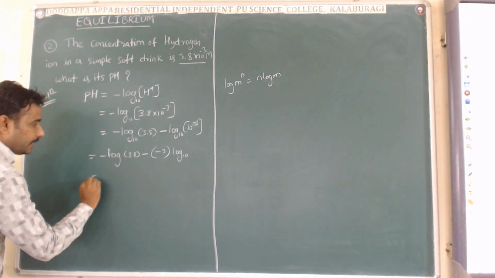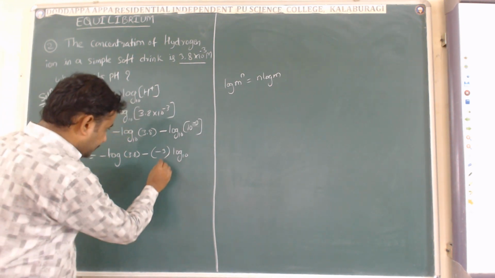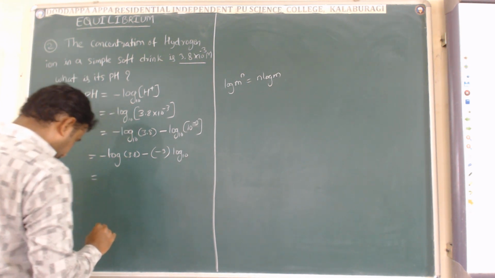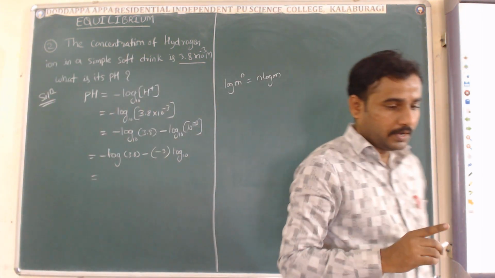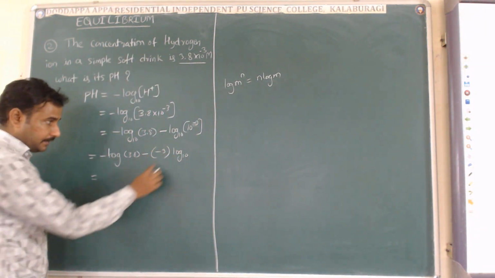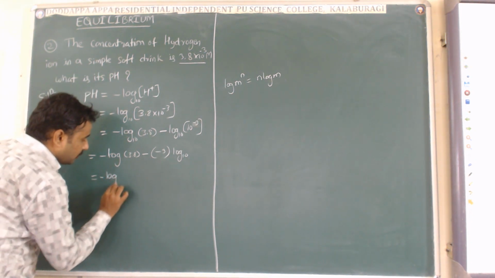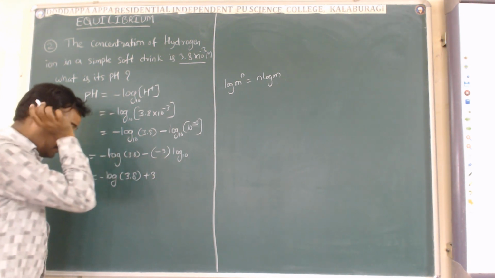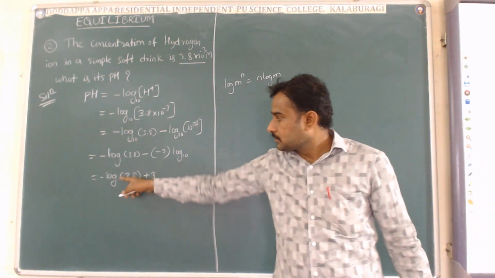Next, first simplify this one: minus into minus becomes plus 3. Log 10 value is always 1. So 1 into minus 3, and minus 3 into minus becomes plus 3. Then we can say it is minus log 3.8 plus 3. So you have to use the logarithm table to find out log 3.8.